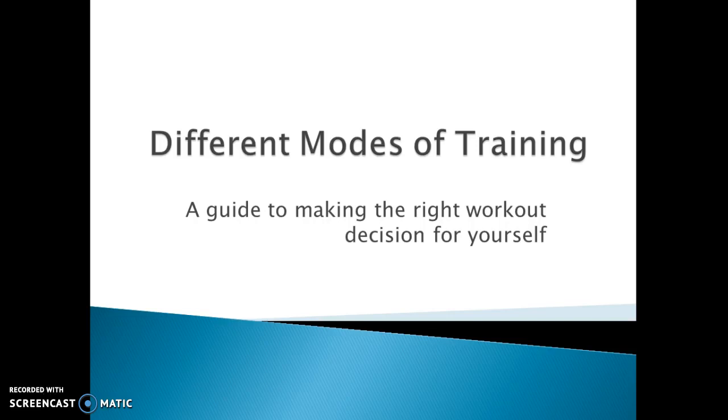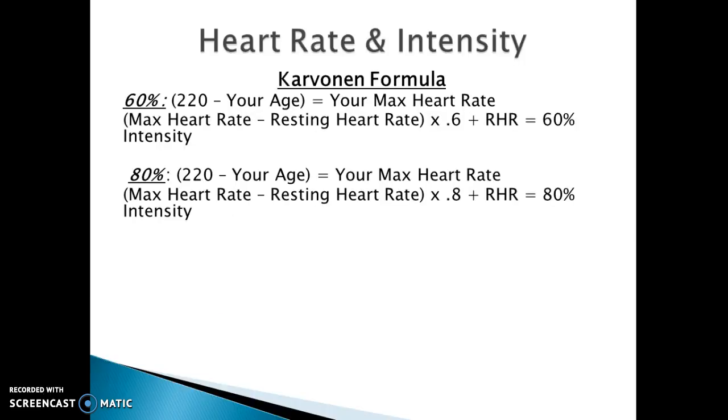But I'm going to go over a few training modes. I'll go over the pros and cons, and hopefully you can make a decision for yourself that works for you. So you've all seen this before. Basically, this is the Karvonen formula that we have had you do from the beginning of the class. And our requirements were to make sure that your activities outside of class fall between 60 and 80% of your max heart rate, or the Karvonen formula.